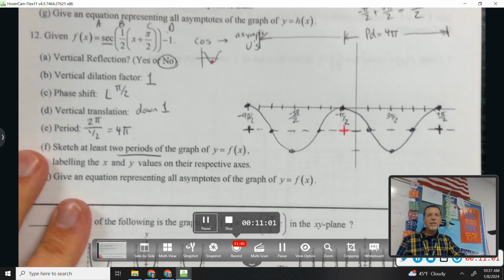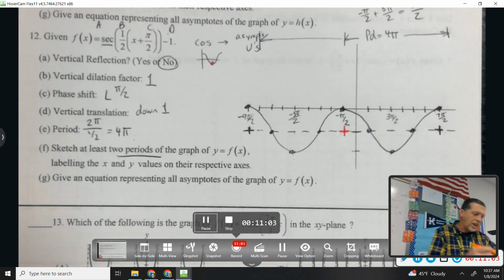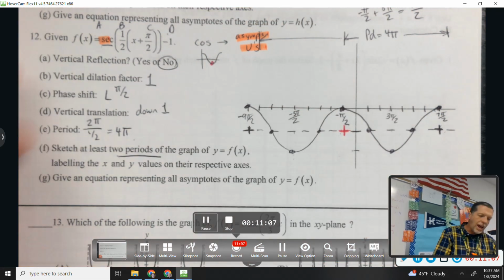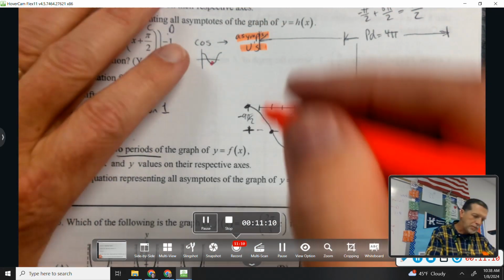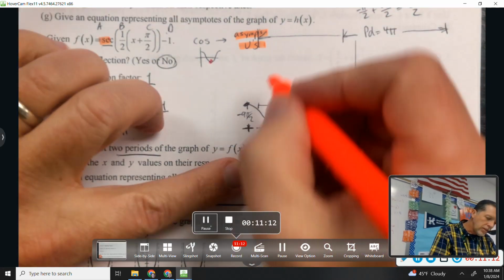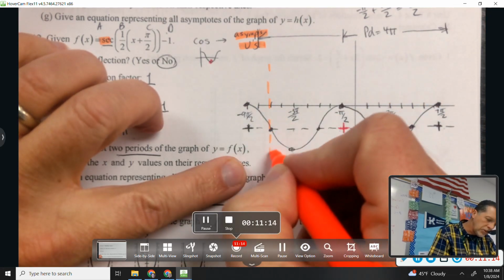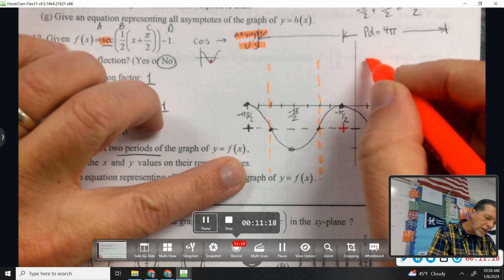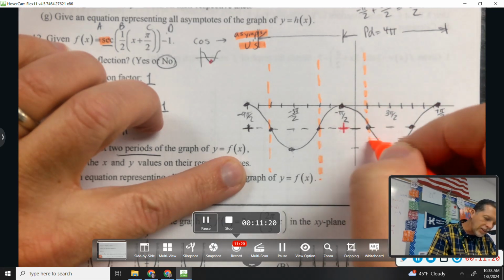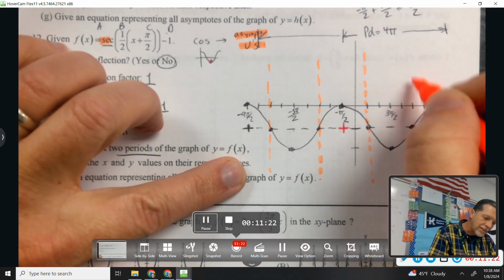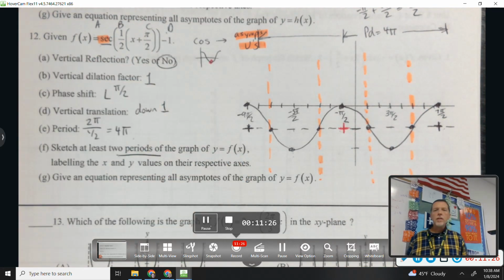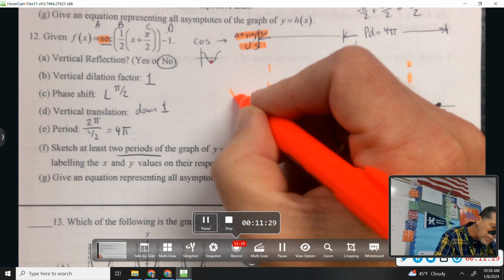And that's my cosine graph, but don't forget the whole point of this was secant. So I need asymptotes and u's on here. So asymptotes happen at the zeros. Zeros meaning like midline, not necessarily the zero, the actual x-axis. And then u's off the top and bottom.